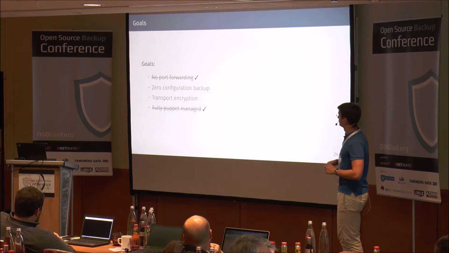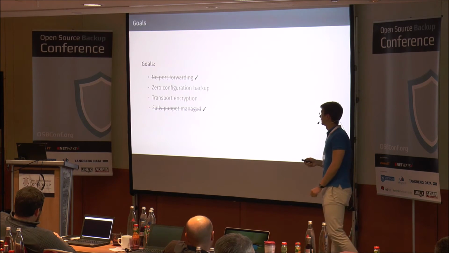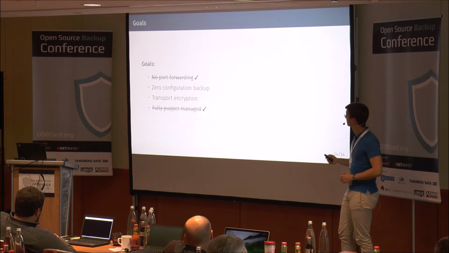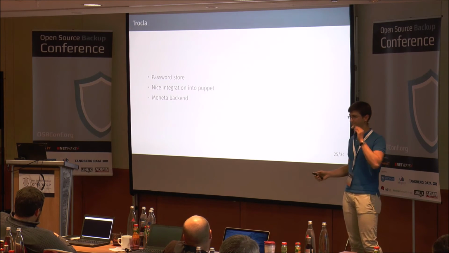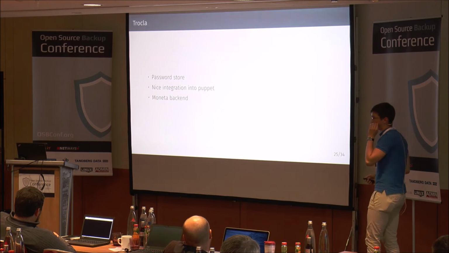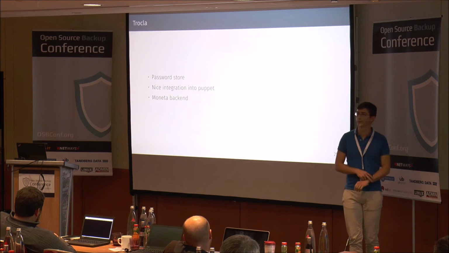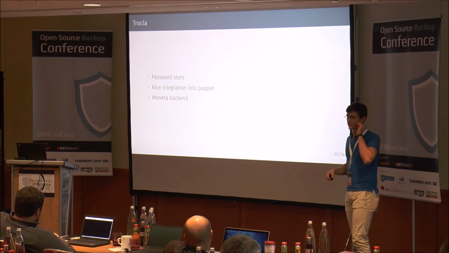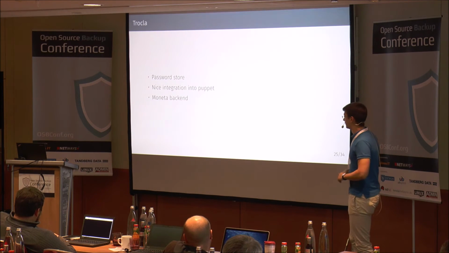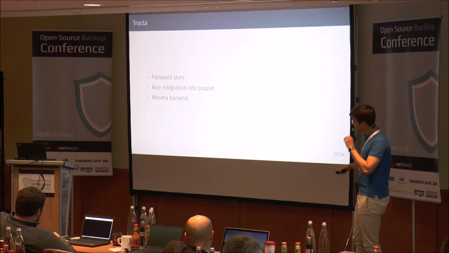But there are two other goals which we still have to reach. One goal can be reached with Trocla. Trocla is a password store which has a really nice integration into Puppet. Trocla uses a Moneta backend. Moneta is a normal key-value backend. For example, you can use Postgres or something like this.